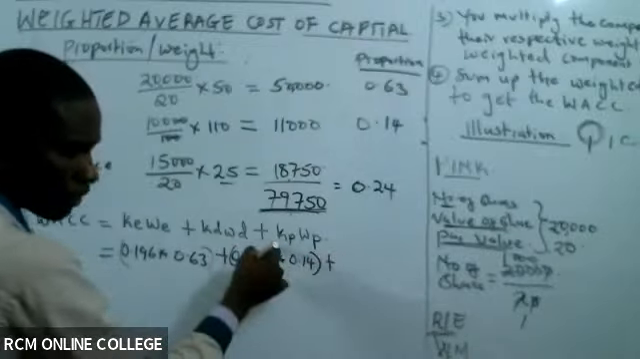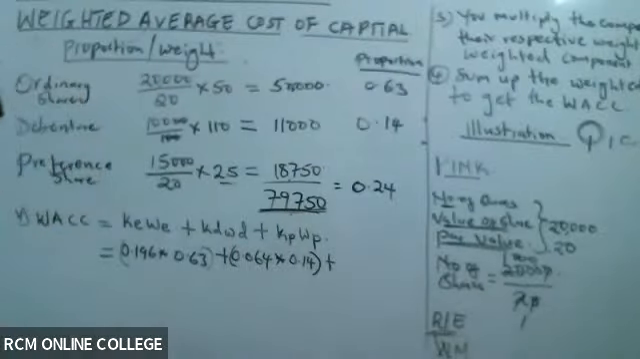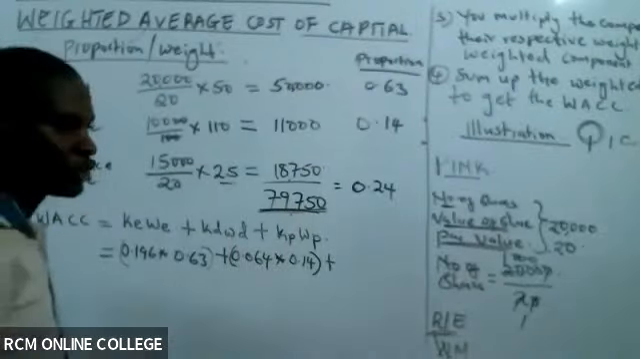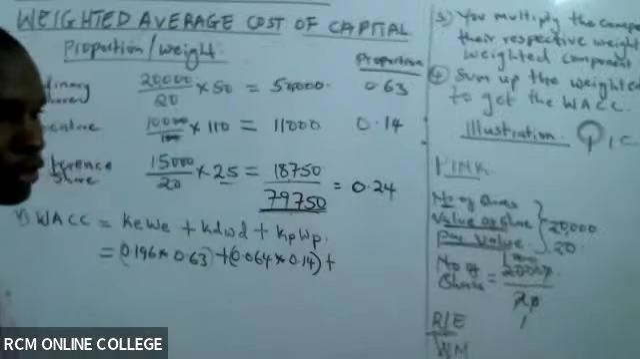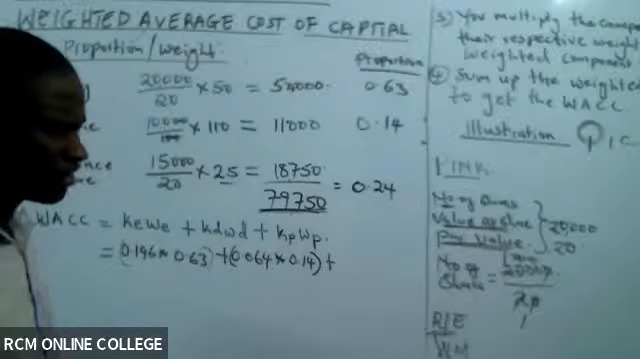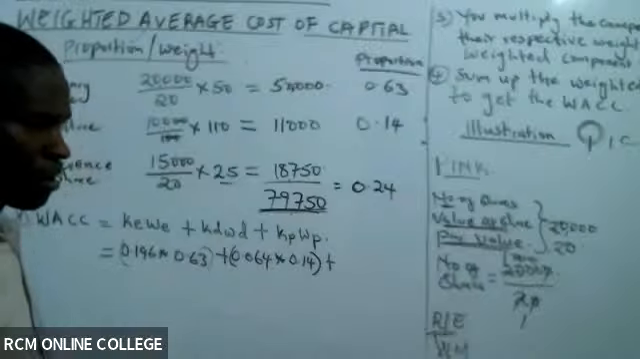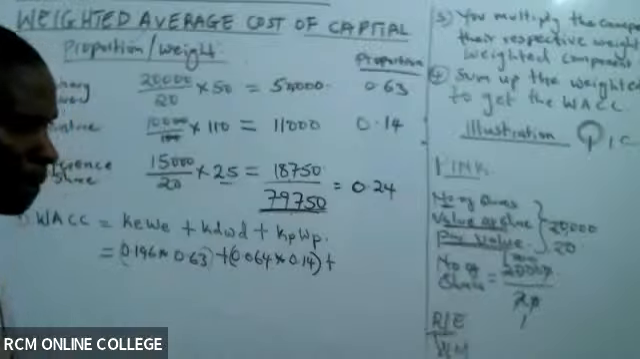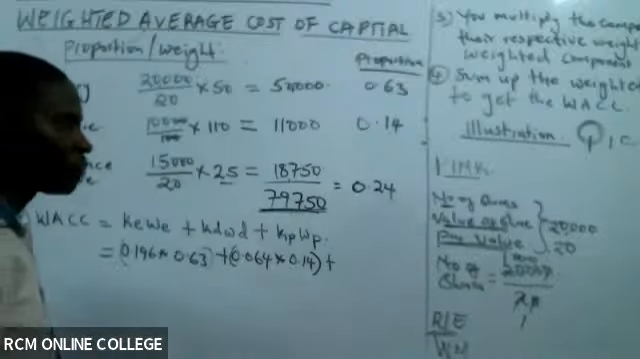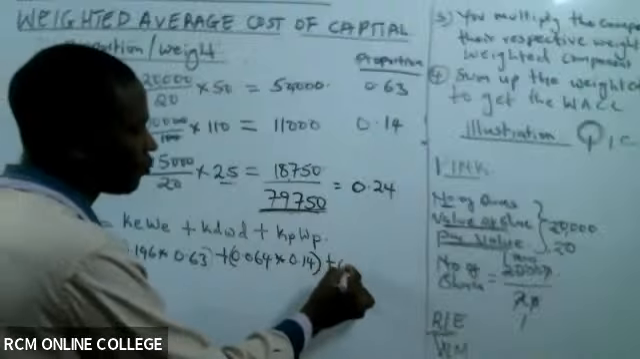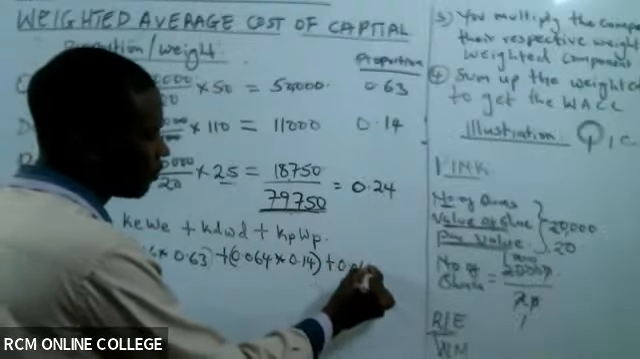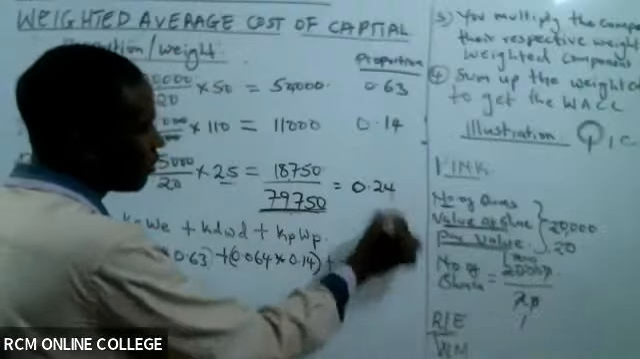Plus cost of preference share ilikuwa ngapi? Somebody to remind me. I think it was the same as that of debt. Cost of preference share, to recompute, was the same as that of debt, yes. So 0.064 multiplied by 0.24.